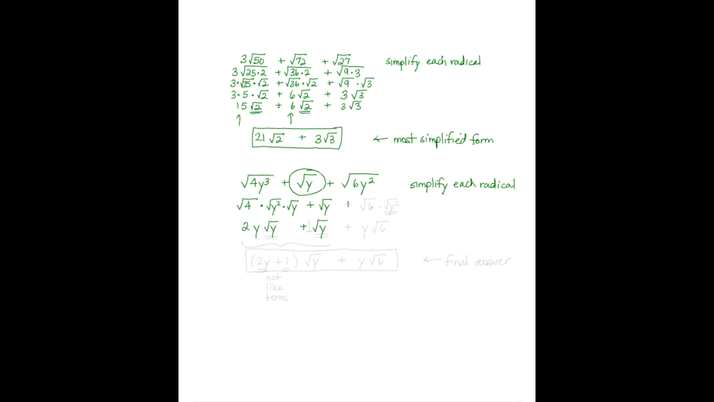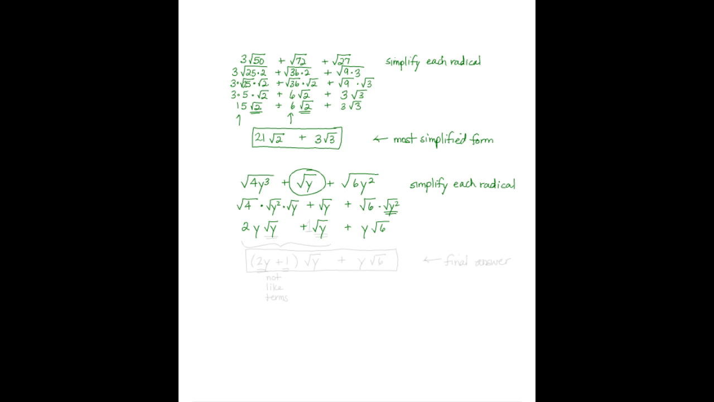Our last term we can write as the square root of 6 times the square root of y squared. The square root of 6 we cannot simplify. However, we can simplify the square root of y squared. This gives us y times the square root of 6.